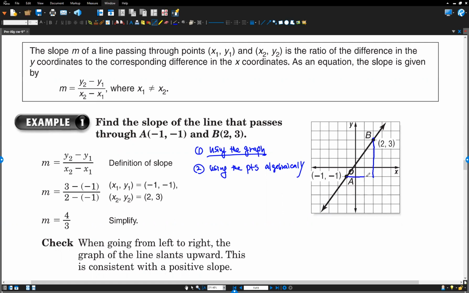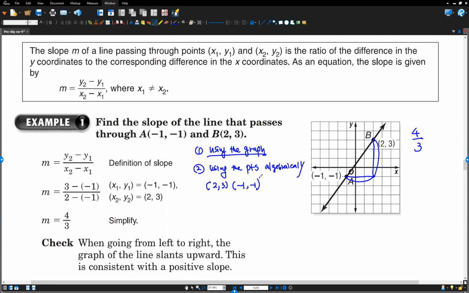Check it out. How do they move? 3 right, 4 up. That's the slope on the graph. Now using the points, we have 2 points given, 2 and 3 and negative 1, the other point. Using these points, we solve it algebraically.